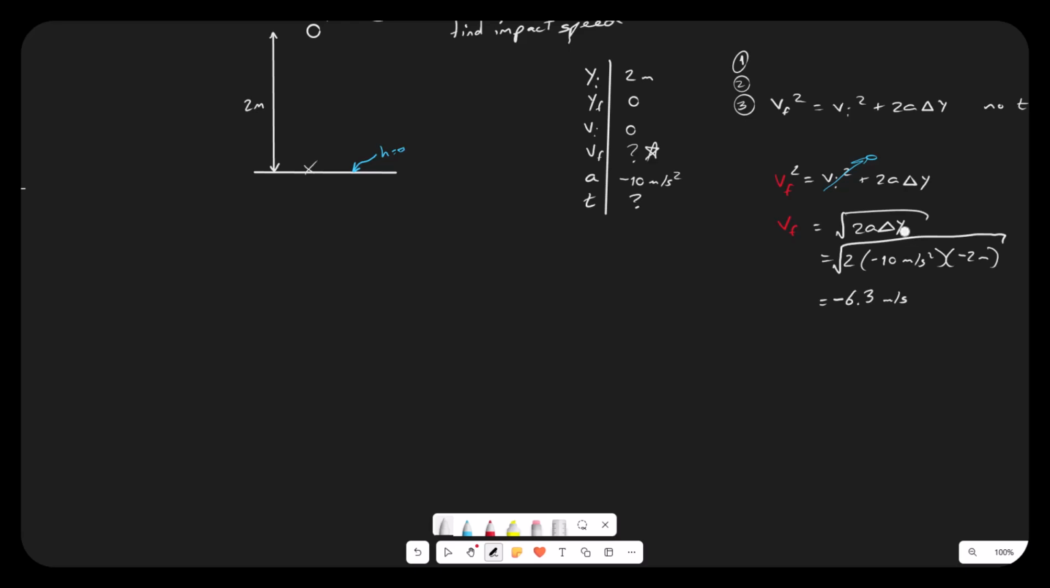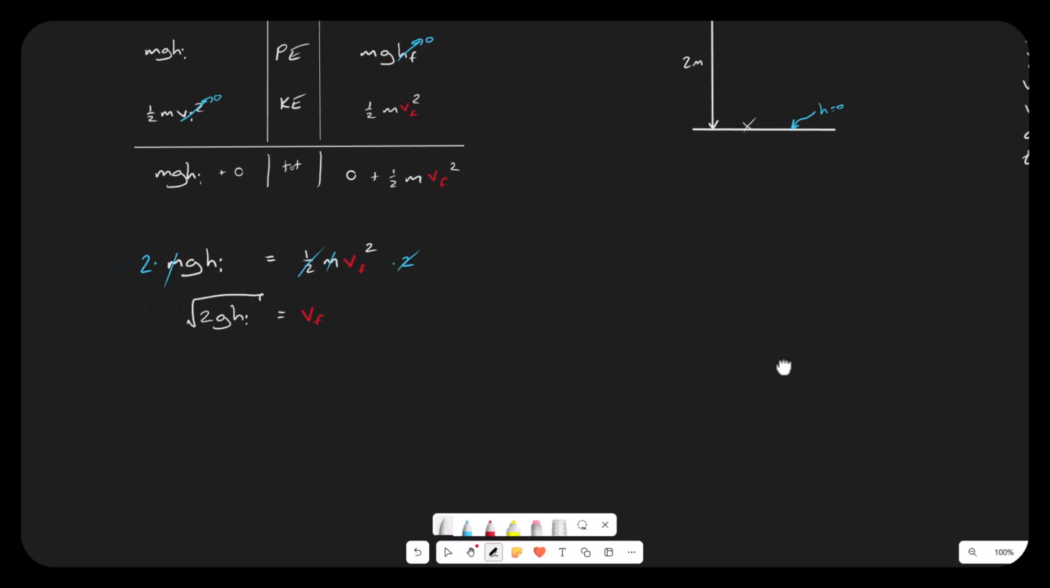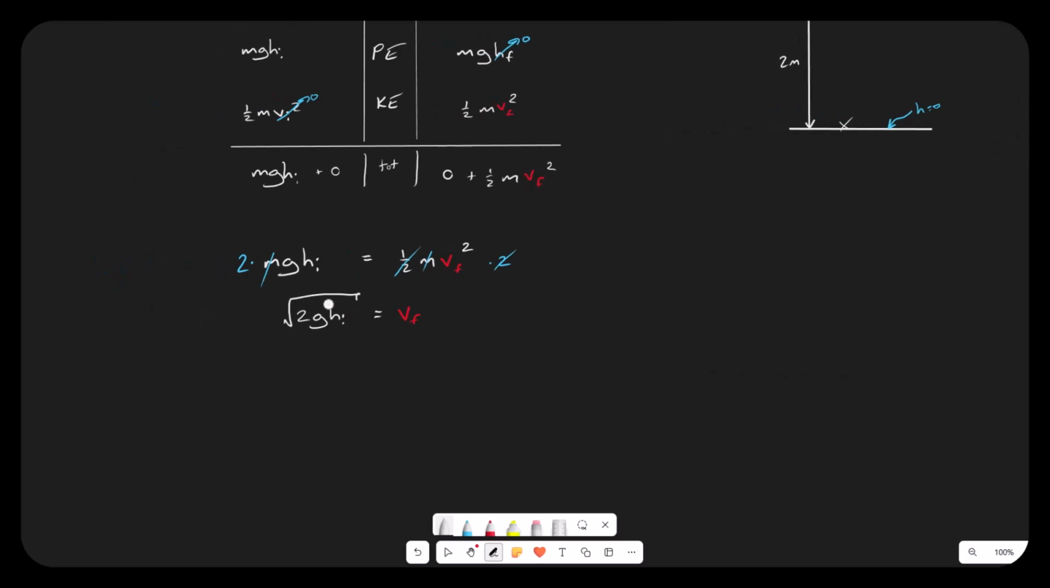2a delta y under a square root, 2g h initial under a square root. I actually get the same, except that the sign on my acceleration is flipped and the sign on my height initial is flipped, but it works out to be the same thing.